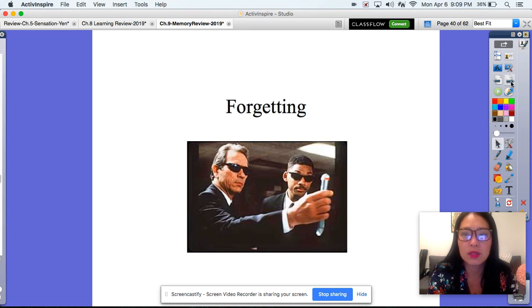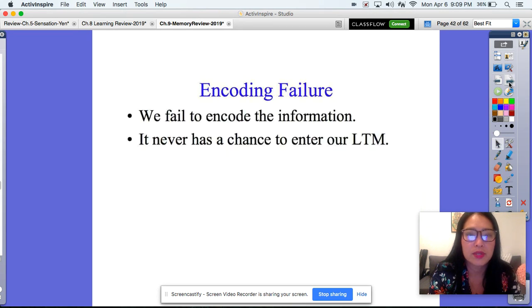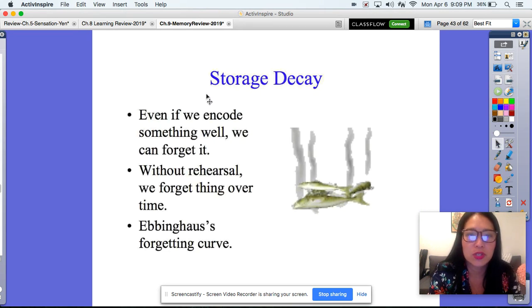Okay, then moving on to forgetting. We have encoding failure. A lot of times when we don't encode correctly, we're going to fail to retrieve the information and it will not last into long-term memory. Then storage decay. Even if we encode information really well, we can forget it, because obviously our brains cannot hold every piece of information that we've ever learned in our whole entire lives.